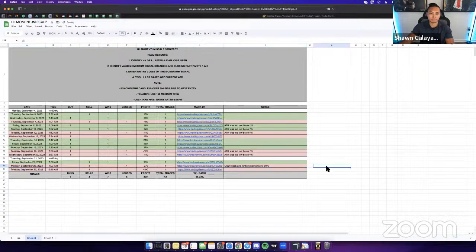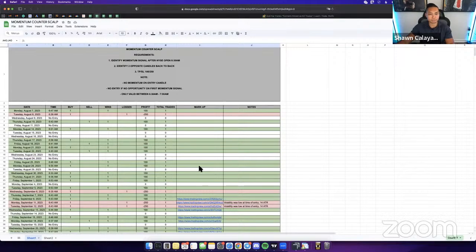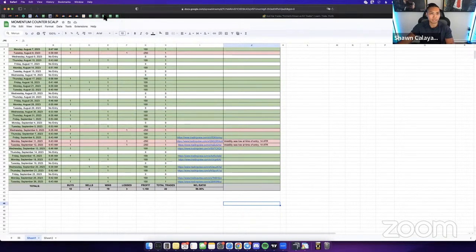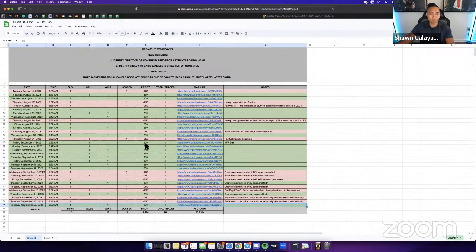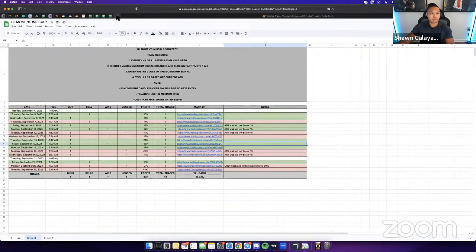All right, so for the official strategies, I only took one entry for today. I took the breakout V2. That's pretty much all I took on my account. Looking over here, the momentum counter scalp hit TP. Unfortunately, I missed the trade. It would have been a good trade, but I missed it. The breakout V2 over here hit full TP for 250 pips. The intraday scalp didn't hit. And the high-low momentum scalp didn't hit either. It slightly tipped the stop loss, and then it went straight down to TP.